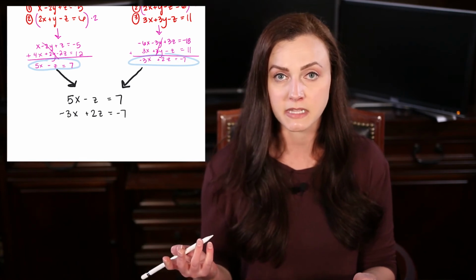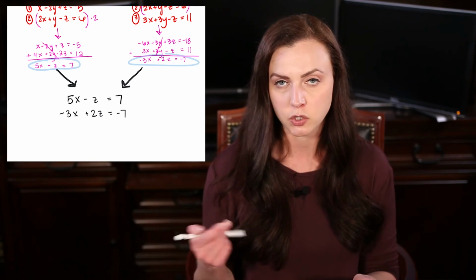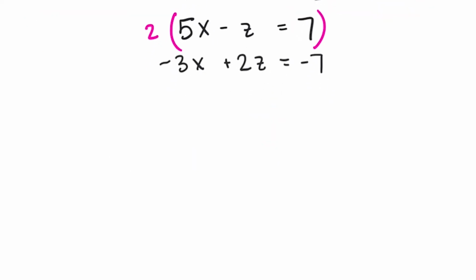And you've probably done systems like this before, and now we just want to get rid of x or z. Doesn't matter, you can choose which one. Looking at these two equations, I think z might be a little bit easier to get rid of, so that's what I'm going to do. Right here, if this is a positive 2z, I can pretty easily make this a negative 2z. It's already negative, so all I need to do is multiply that equation by 2. And then bringing that down, we'd have 10x minus 2z equals 14, and the second equation is not changing.